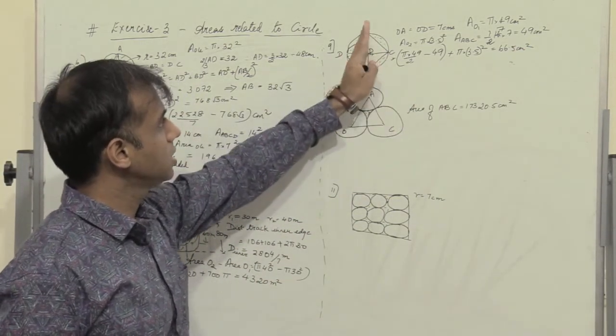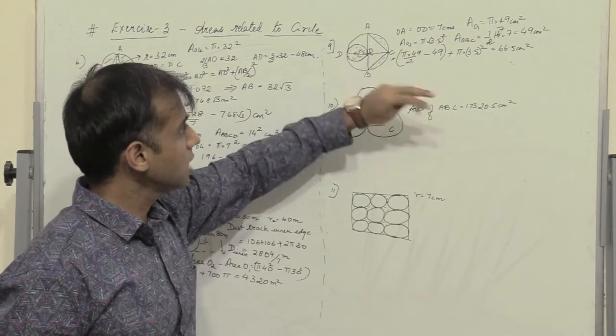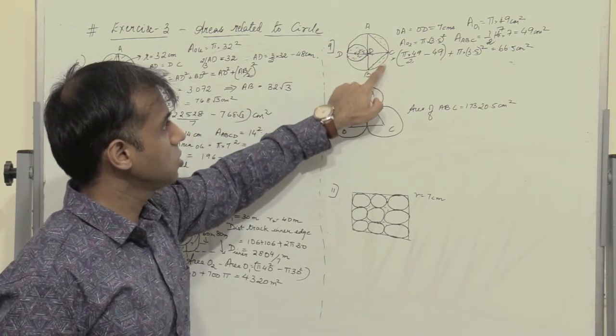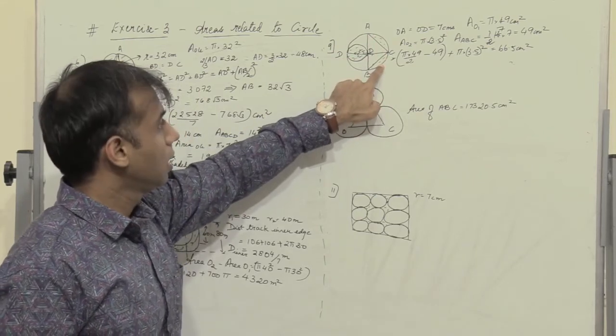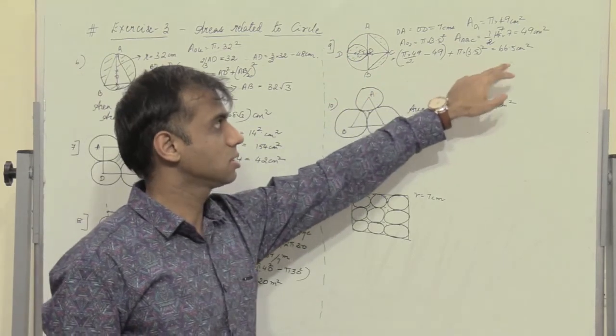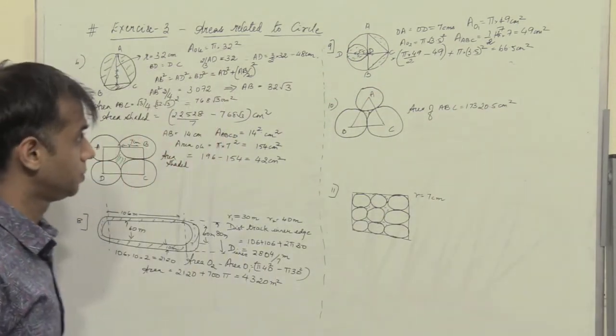Okay, so make sure that you do the calculations correctly. This is the area of this half circle. From this half circle, I have subtracted the area of the triangle, which gives me the area of these two shaded regions. And then I need to add the area of the smaller circle. So finally, I get 66.5 centimeters square.